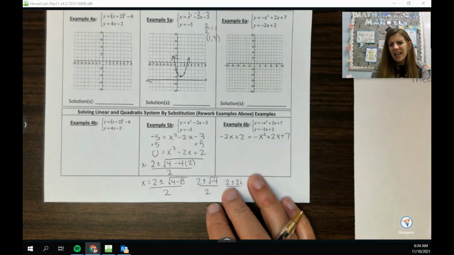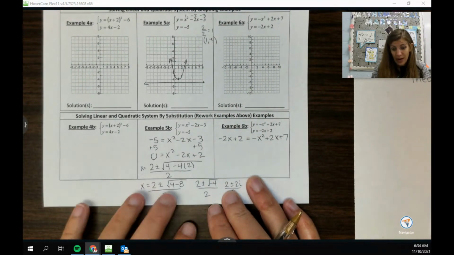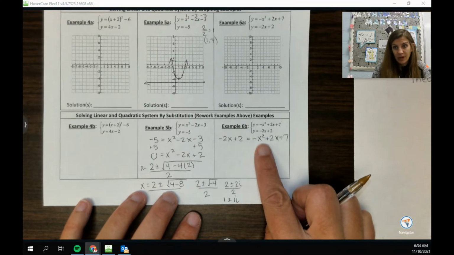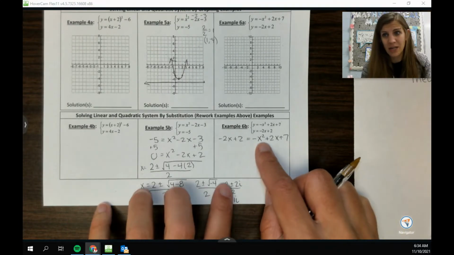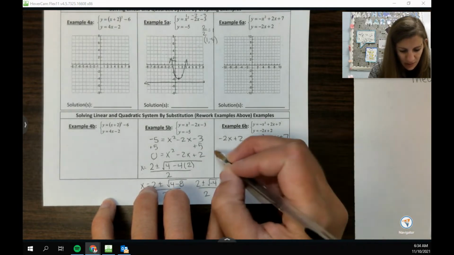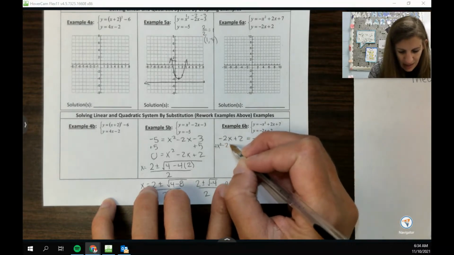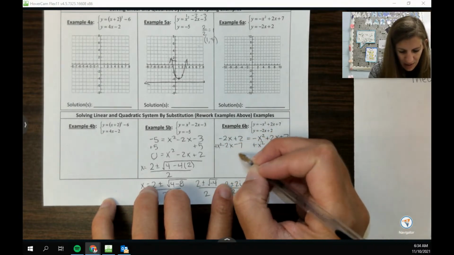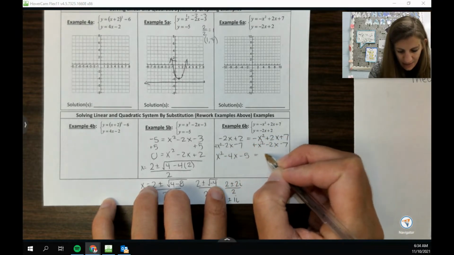And then once I do that, it's not really a parabola and a line anymore. We're just solving a quadratic because there's an x squared involved. And so whenever we're solving a quadratic, we're going to want it to be equal to 0. So I would actually add the x squared over to keep it positive, subtract the 2x, and subtract the 7. So we're going to have x squared minus 4x minus 5.